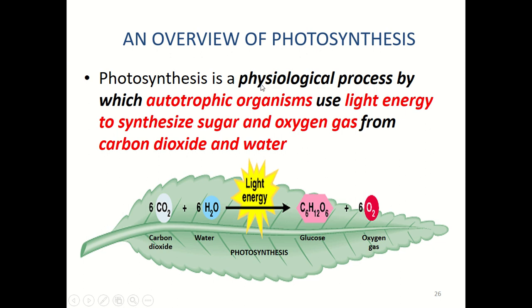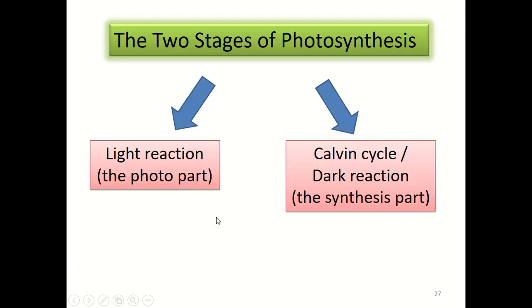Photosynthesis is a physiological process by which autotroph organisms, either photoautotrophs or chemoautotrophs, use light energy, which is in the form of photons, to synthesize sugar, in the form of glucose, and also oxygen gas, 6 molecules of oxygen gas, from carbon dioxide and water. There are two stages involved in photosynthesis. We have the light reaction and the dark reaction, also known as the Calvin cycle. This is the photo part, and the synthesis part refers to the dark reaction.